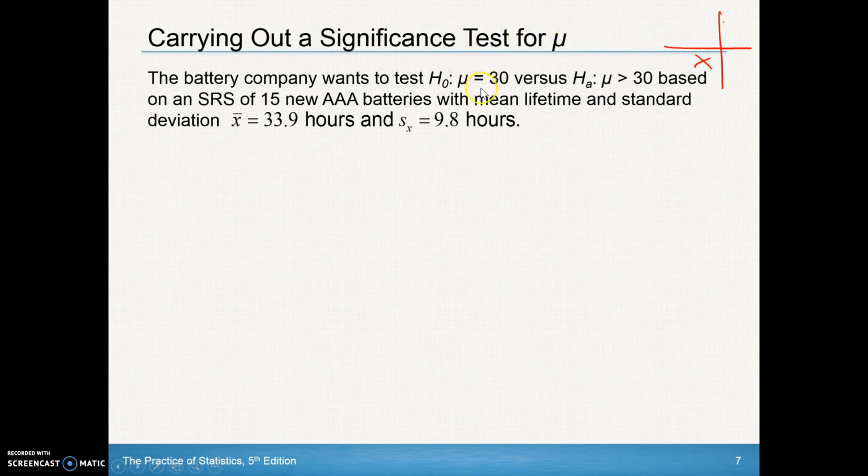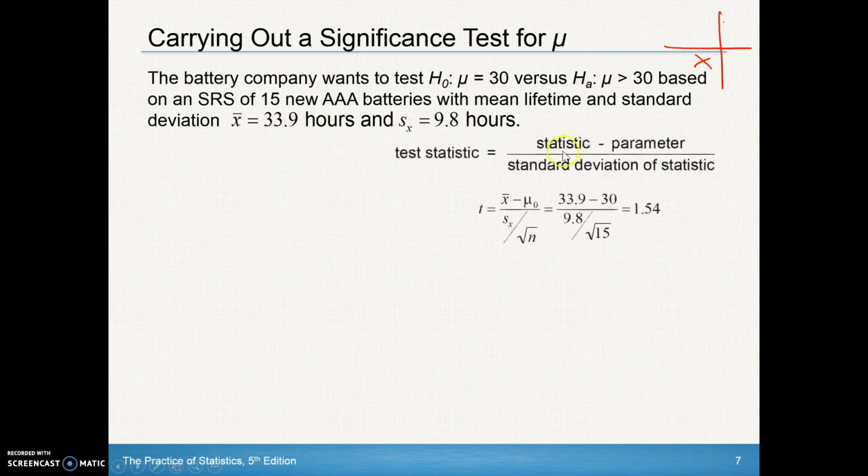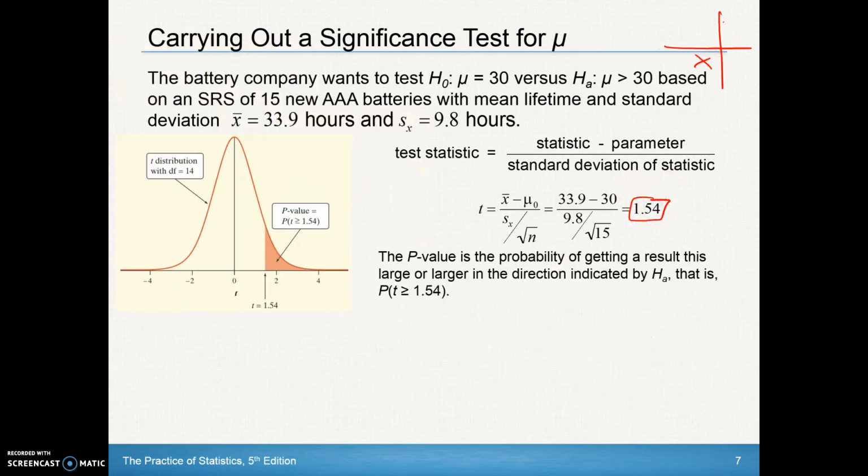Again, with our data we want to test the claim that the mean was 30. We believe it's actually higher than 30. So we get 15 batteries, and come up with a sample mean of 33.9 and a sample standard deviation of 9.8. We can put the numbers into our formula, and we get a t of 1.54. So what does that mean? How do we assess or evaluate that?